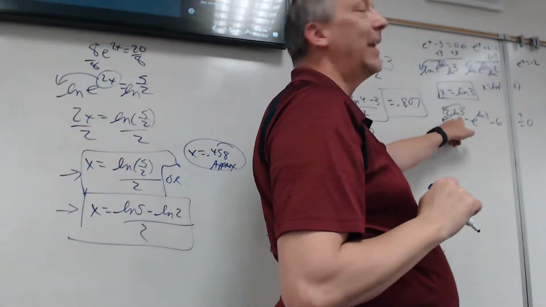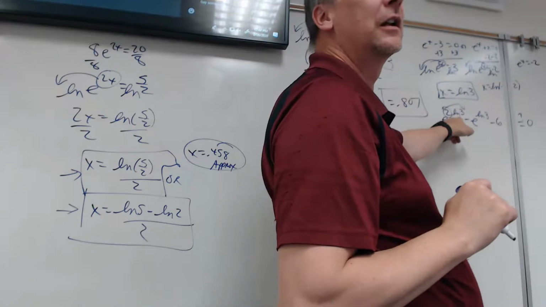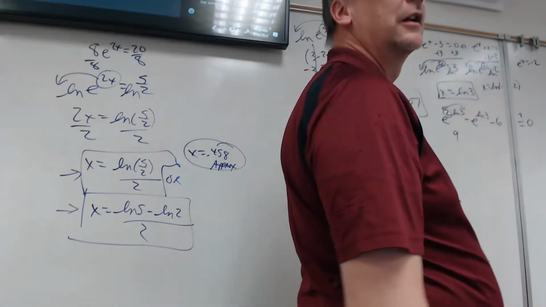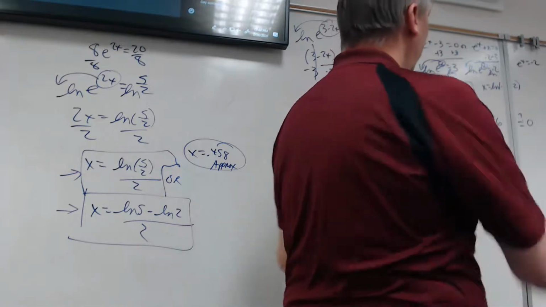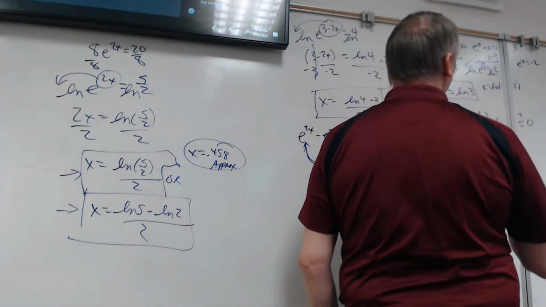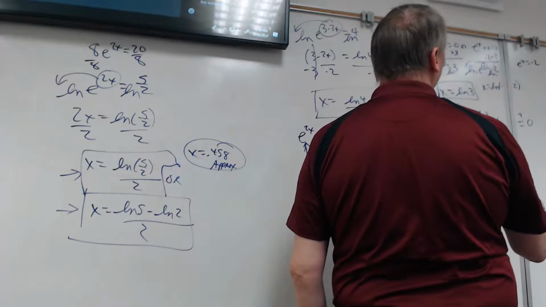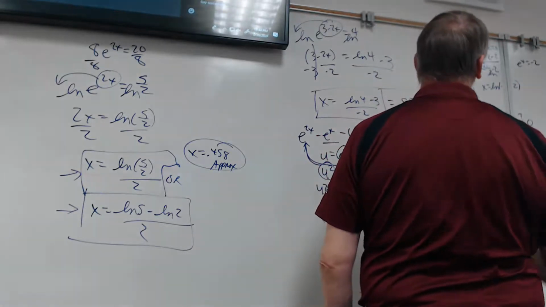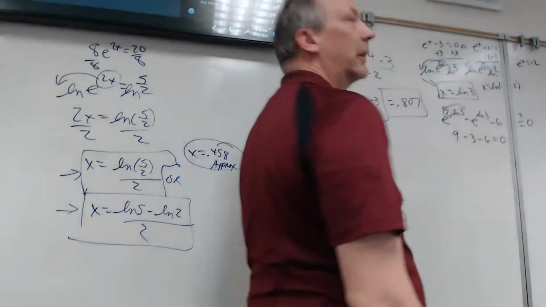e to the ln of 9 is 9. Oh, okay, 3 squared. Yeah. We cancel each other. e to the ln of 3 is 3. 9 minus 3 minus 6 does equal 0. So yes, that is the correct answer.